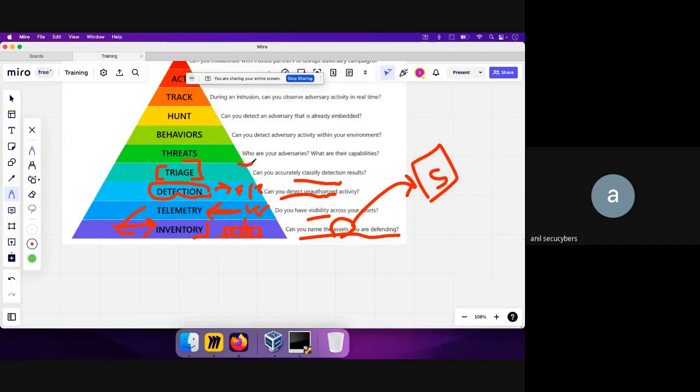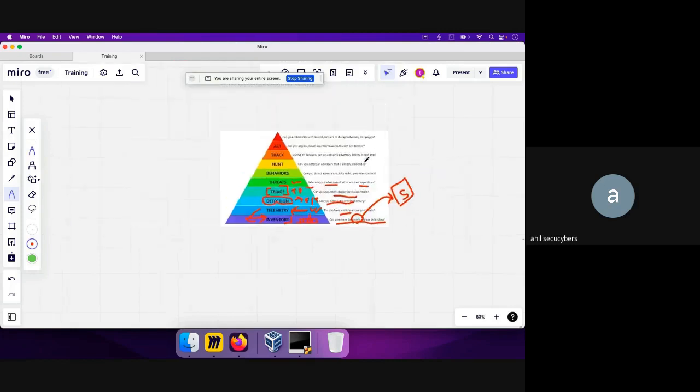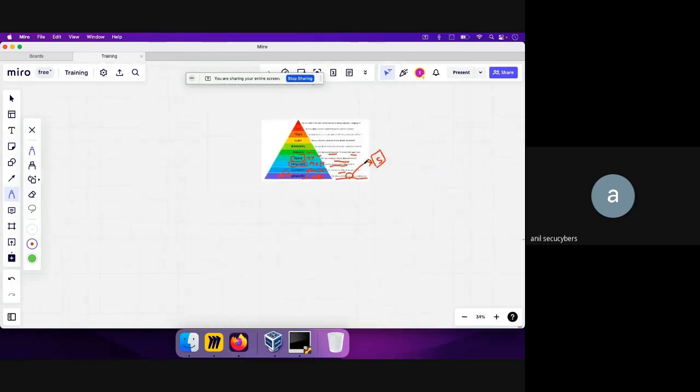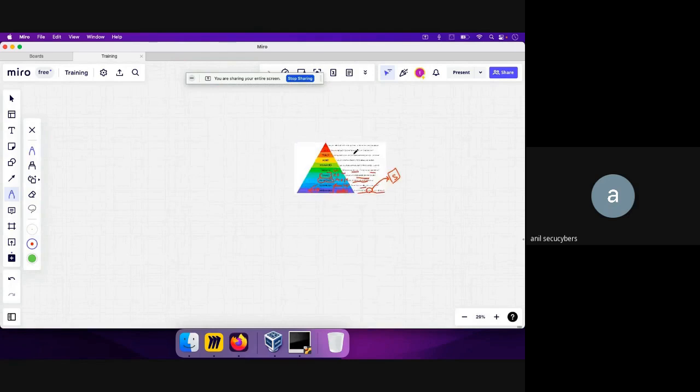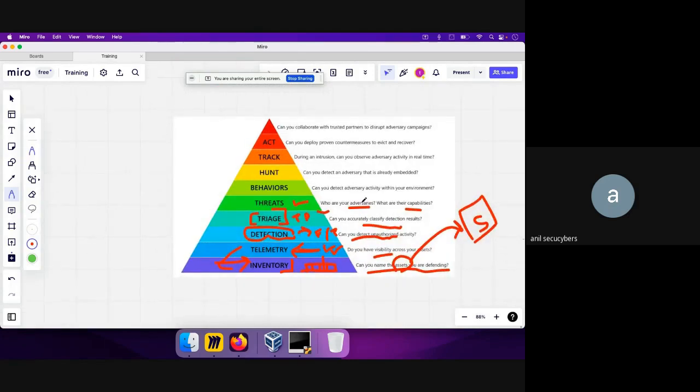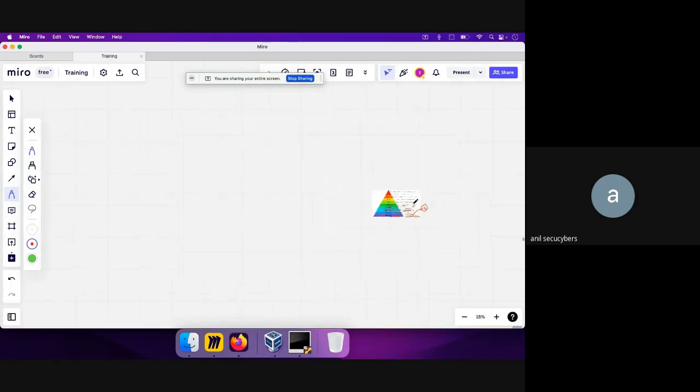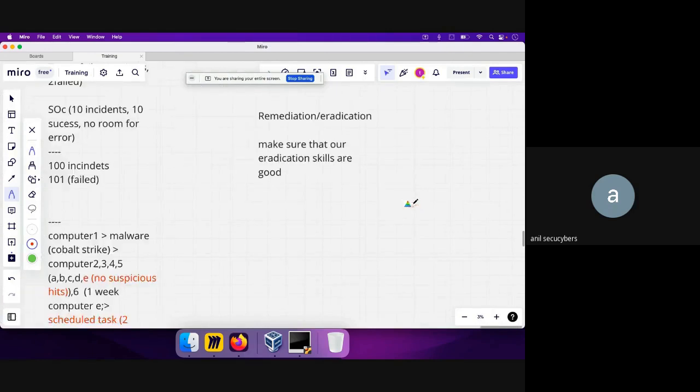Now, let's say we have got a case that is a true positive. Can we, as an incident response team or a SOC team, say who is attacking us and what their capabilities are? Over here is the example that I gave about the threats: who is our adversary and what are their capabilities. So let's take this example.